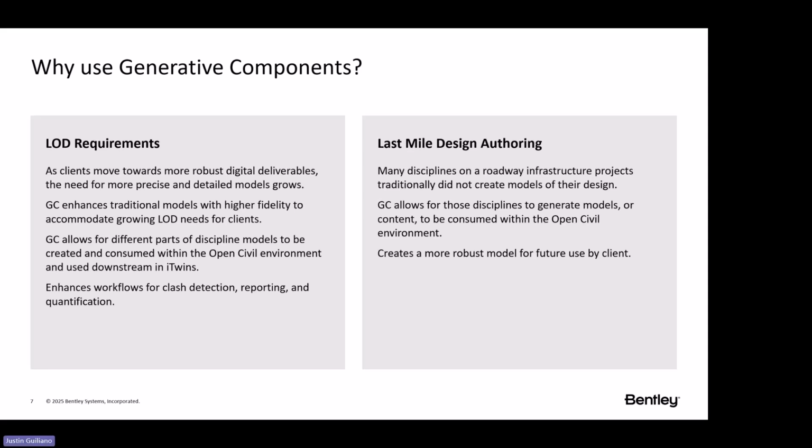And then another use is last mile authoring. There are many disciplines on infrastructure projects that maybe don't have a workflow within the OpenX environment now. And GC allows you to generate models and build content so that they can be leveraged within that OpenX environment and ultimately into an iTwin. So it just helps fill a gap where there might be missing pieces within your overall model.